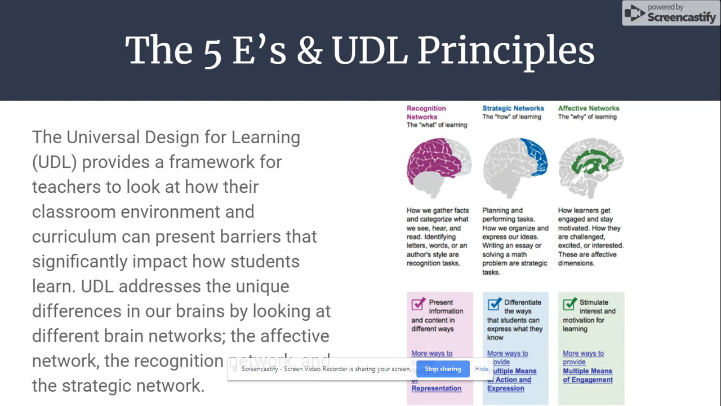Universal Design for Learning principles are a guideline for how teachers look at their classroom environment and curriculum, and the whole point of it is that you're trying to eliminate any barriers for learning for students. You want to make everything as accessible and equitable as possible. One way you do that is you look at the 3 different brain networks: the recognition network, the strategic network, and the affective network, and you target each of those networks and try to find ways to make sure that students can actually access the material and learn.